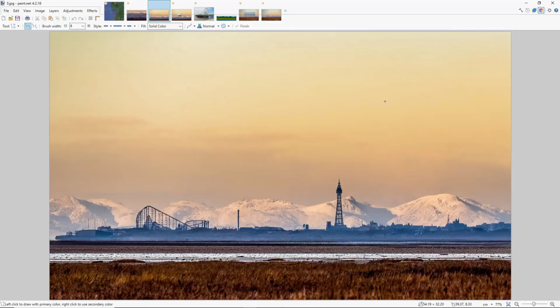Okay, so this is the image of Blackpool and the mountains behind. So we have point 1, which is the observer. We have point 2 over here, which is Blackpool Tower.